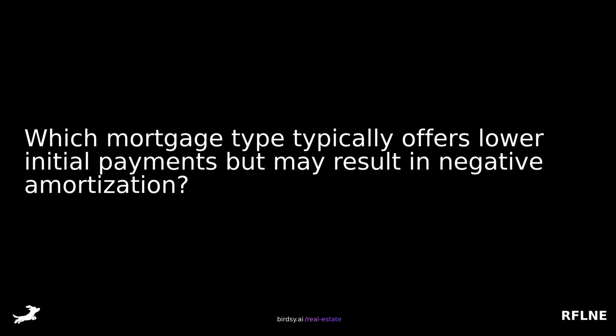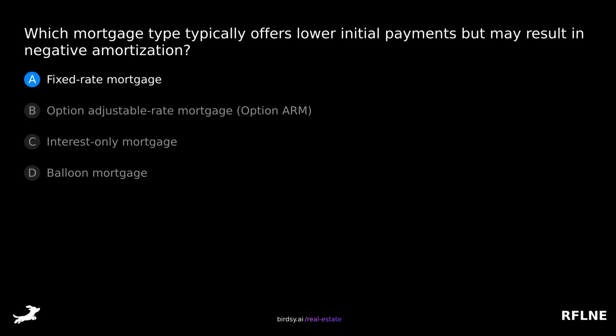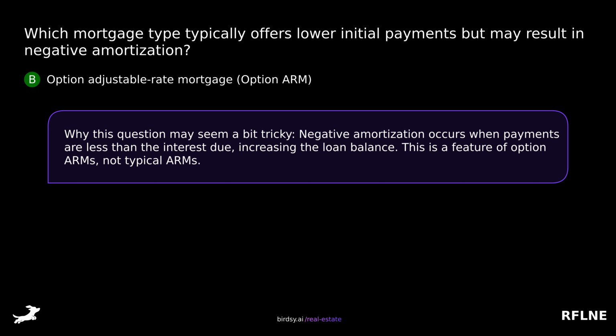Which mortgage type typically offers lower initial payments but may result in negative amortization? Is it A, fixed-rate mortgage, B, option adjustable rate mortgage, option ARM, C, interest-only mortgage, or D, balloon mortgage? The correct answer is B, option adjustable rate mortgage, option ARM. Why this question may seem a bit tricky. Negative amortization occurs when payments are less than the interest due, increasing the loan balance. This is a feature of option ARMs, not typical ARMs.